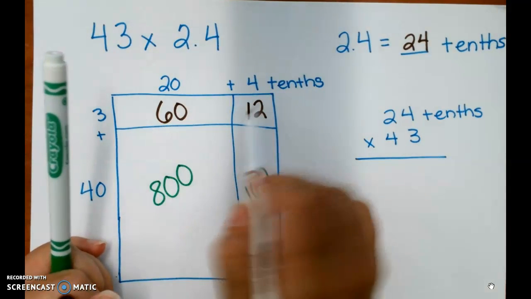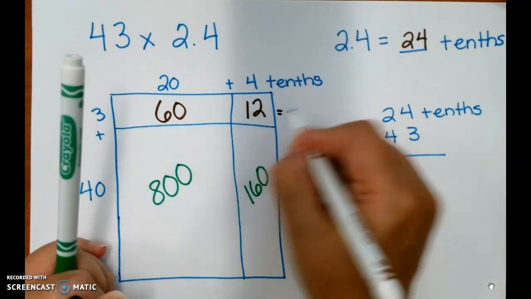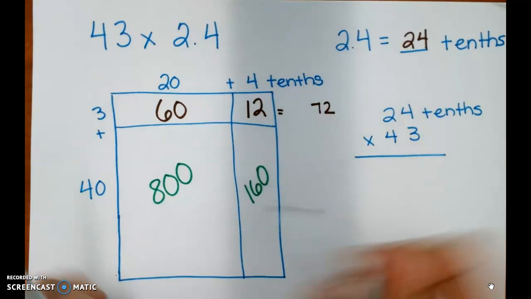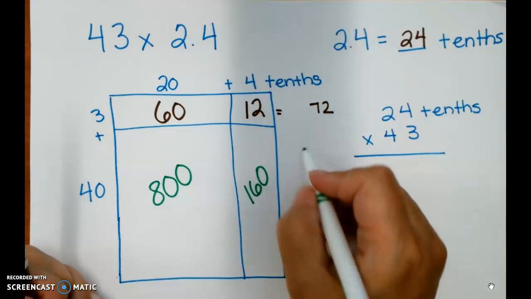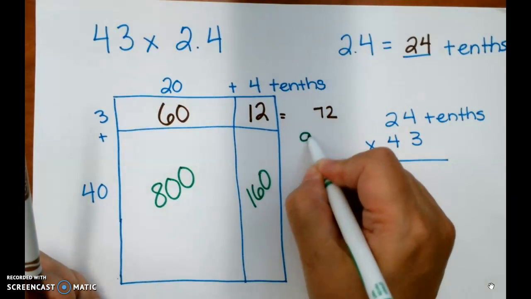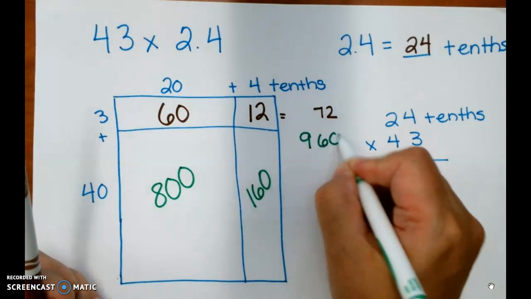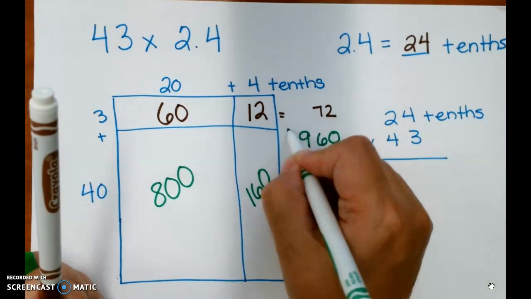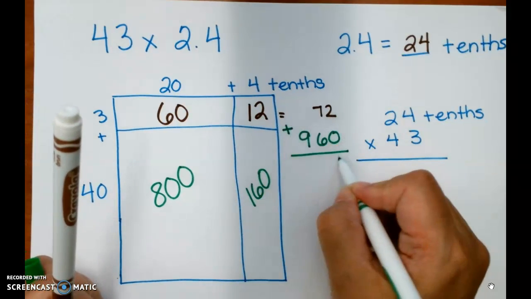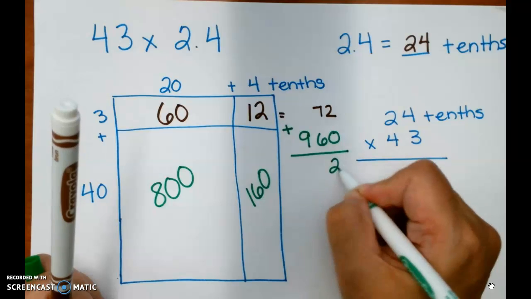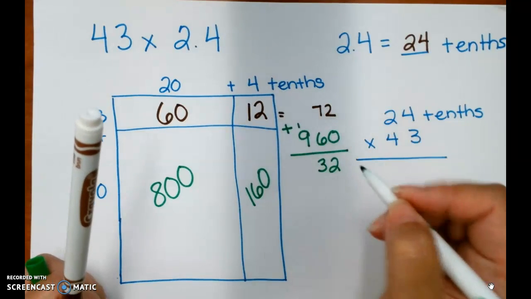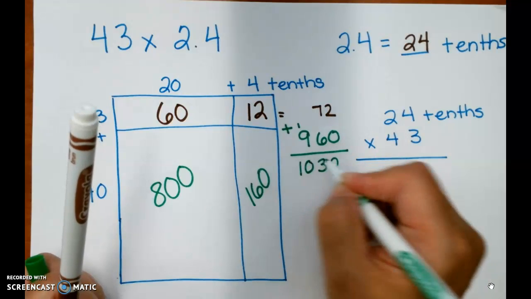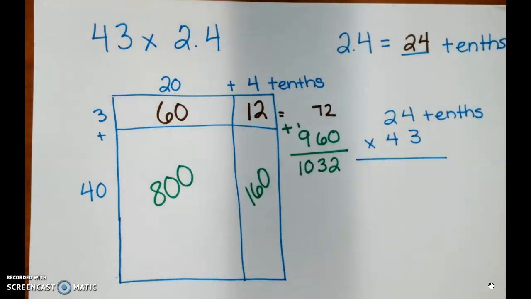60 plus 12 is 72, and 800 plus 160 is 960, and when I add those two together, 2 plus 0 is 2, 7 plus 6 is 13, regroup the 1, I have 1,032 tenths.